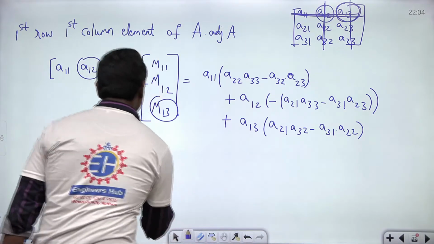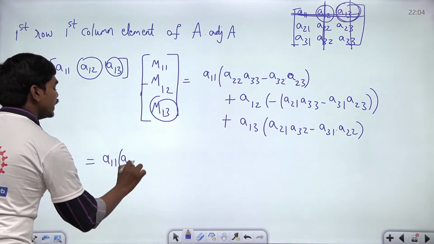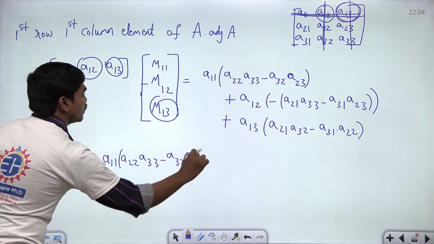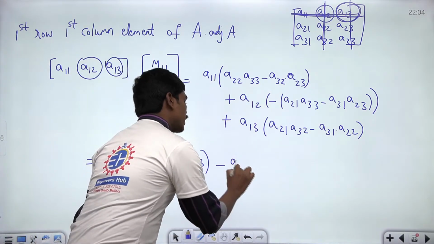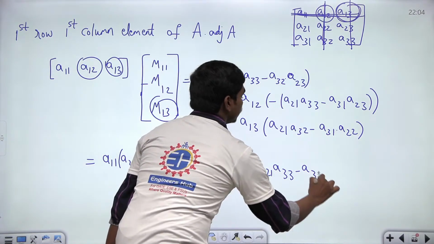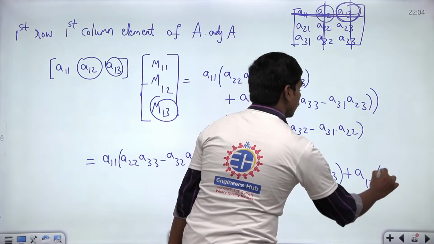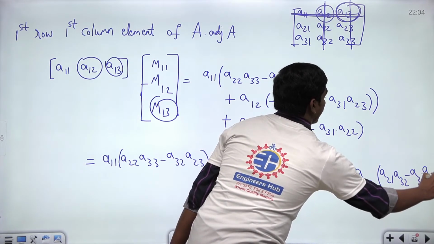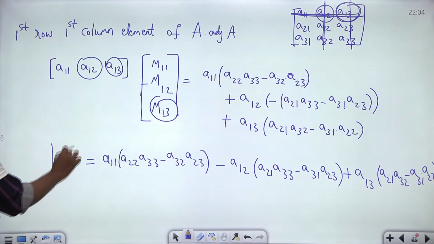Okay, so this is equal to, look, A11 into A22 A33 minus A32 A23. This is what you have. Correct? This minus sign we are taking it out. So minus A12 into A21 A33 minus A31 A23. This is what you have. Plus of course again A13 into A21 A32 minus A31 A22. This is nothing but determinant of A.